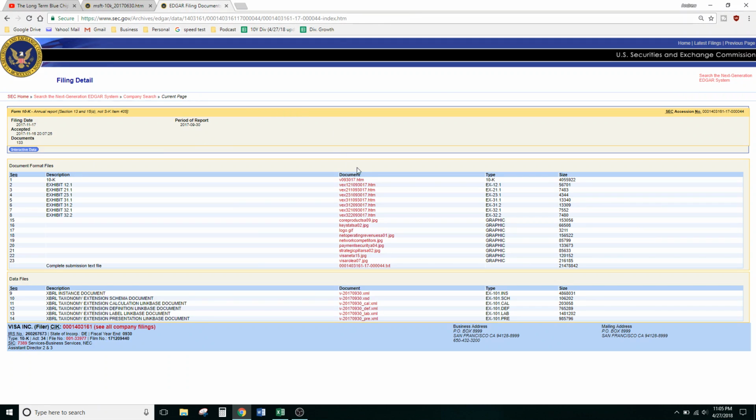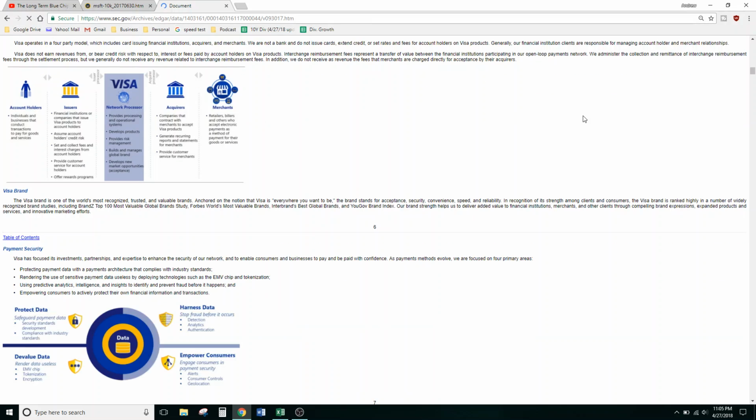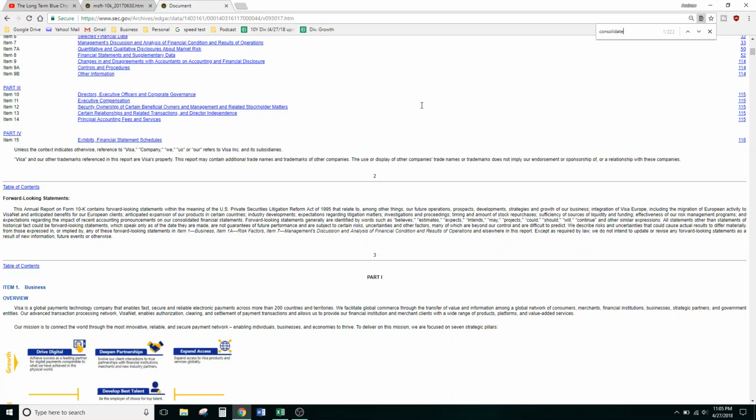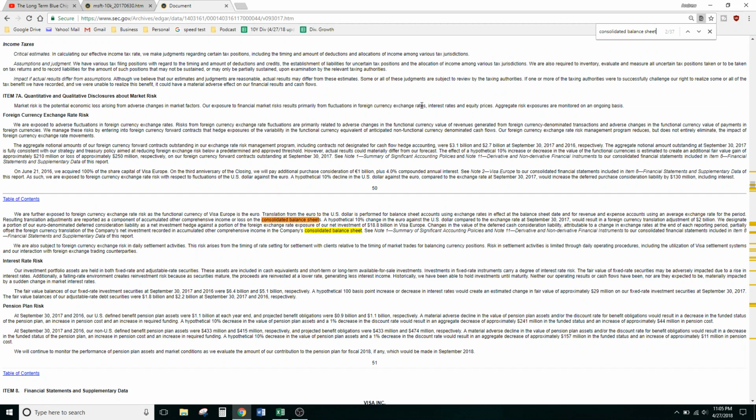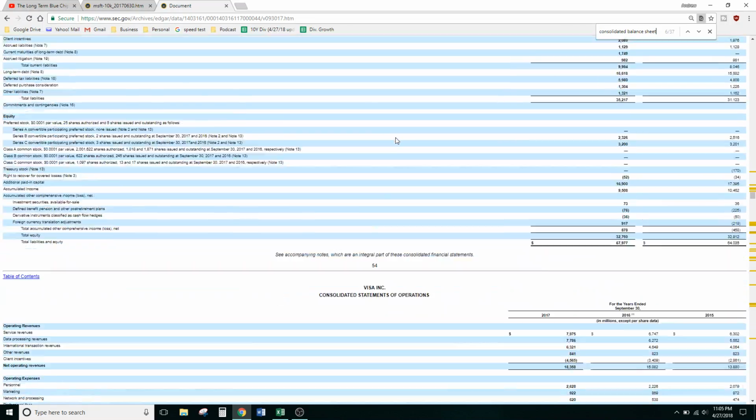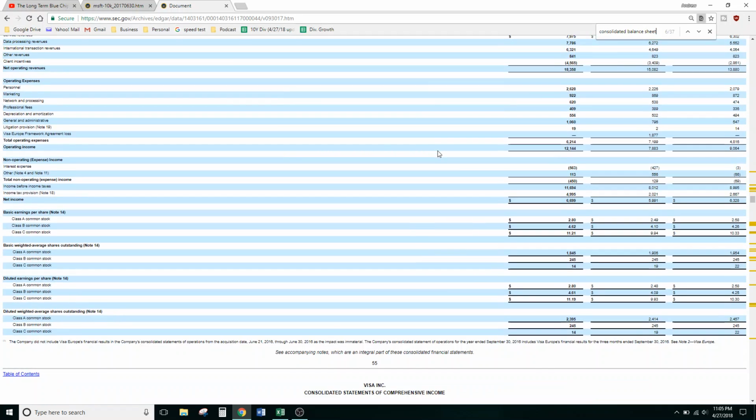Went to Visa because I was like, well, they have a low dividend yield, so maybe they're trying to hide the dividend, right, or not put it in their income statement because their yield's so low. And funny enough, that actually happened to be the case. So go to my usual consolidated balance sheet technique. Here we are. Okay, and then usually the income statement's either above or below the balance sheet.